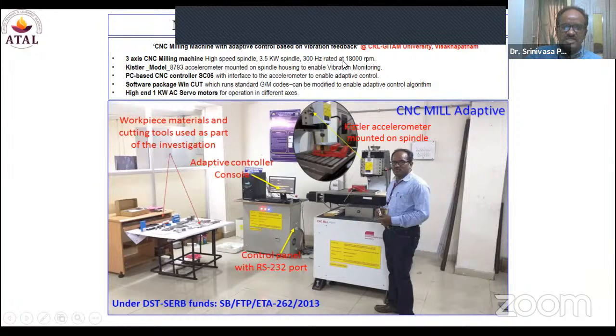It is capable of working up to 18,000 RPM, and this is where we are trying to operate the machine. The communication is established between the sensor and the control panel through the RS-232 port. Whoever is working on a CNC machine can understand the need of this particular port.